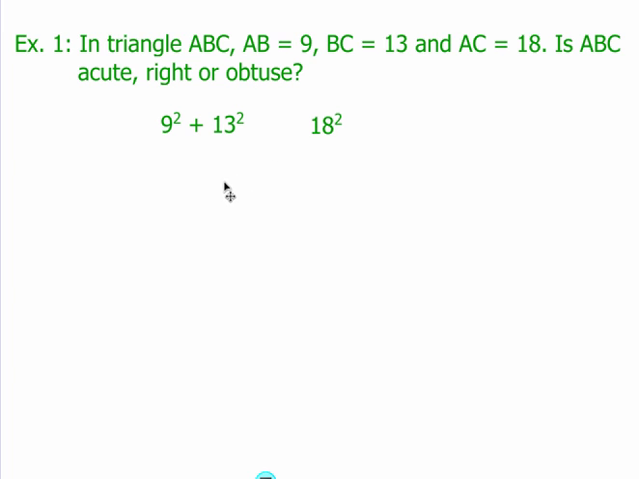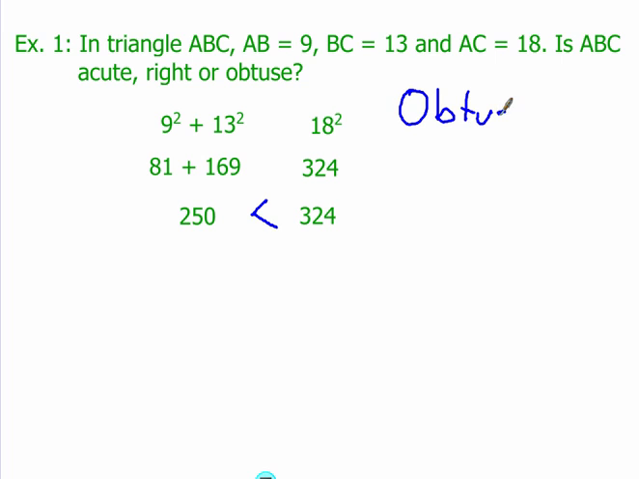So I'm going to simply square my numbers here. 9 squared is 81, 13 squared is 169, and 18 squared is 324. Add these two together and I get 250. Well, 250 is less than 324, so I know that I am dealing with an obtuse triangle. Because a squared plus b squared is less than c squared, I know that the triangle I'm dealing with is obtuse. That's all we have to do.